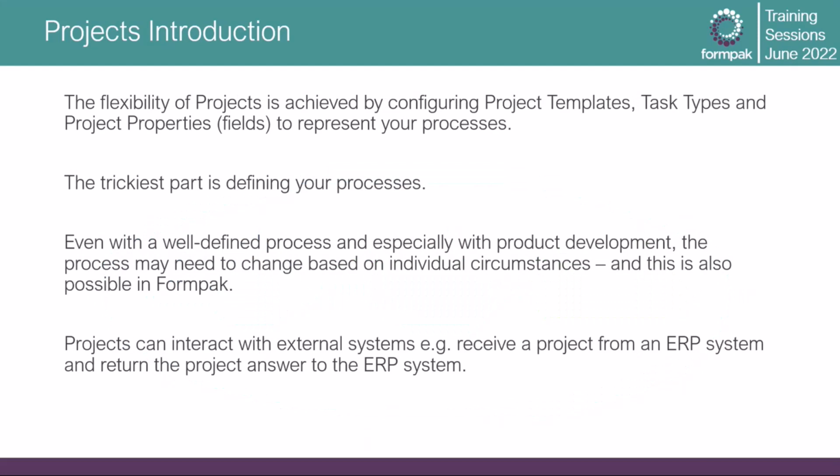The flexibility of projects to have these different flows is configured using project templates, task types, and project properties, and this can represent lots of different processes. The hardest part of projects is actually defining your processes, and even if you've got a well-defined process, particularly with product development, the process doesn't always deliver on the expectation of what you thought, and you might need to change it, and you can also do that. We're going to explore that in Formpak shortly.